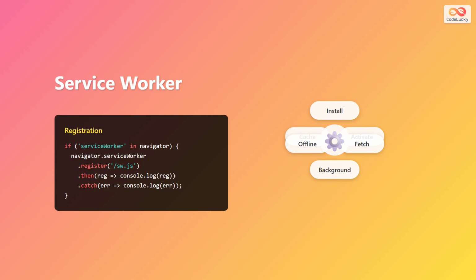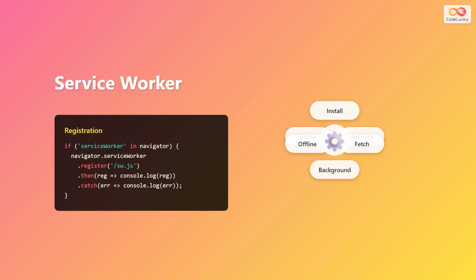Now let's focus on service workers. Here is the code snippet that shows a very basic service worker registration. You first check if the service worker is supported by the user's browser by checking if serviceWorker exists in the navigator object. Then you register a JavaScript file called sw.js, which contains all the service worker functionality. After the registration is successful, a success message is displayed, or an error message in case of failure.